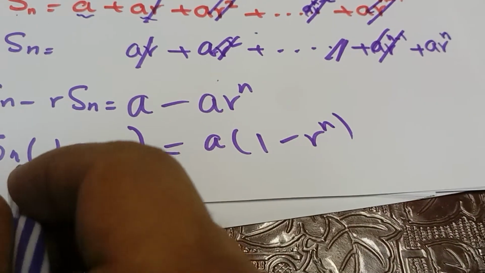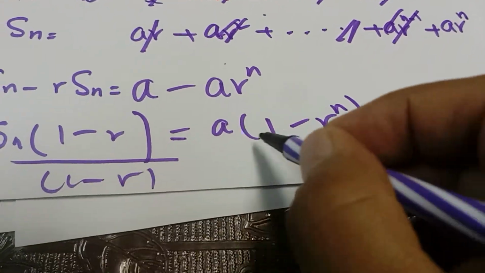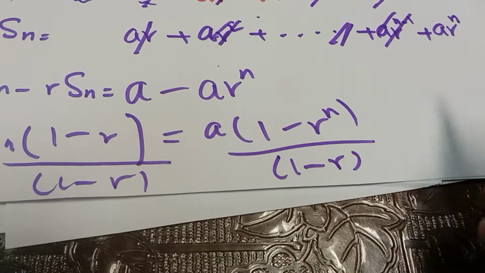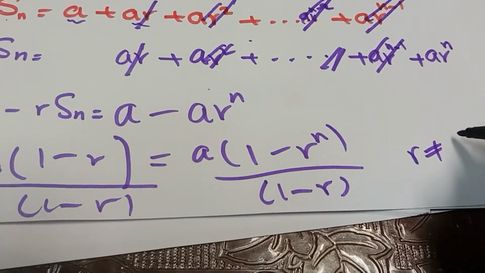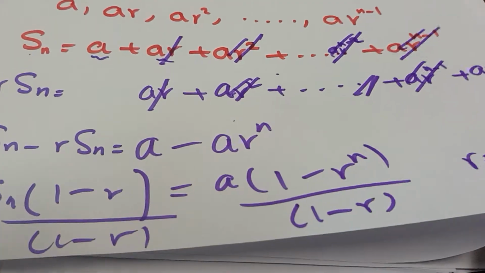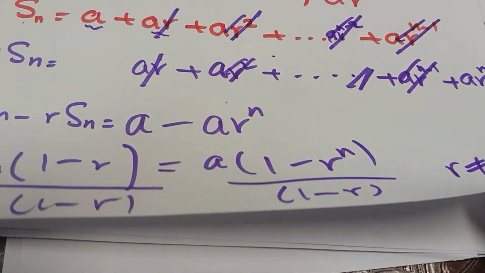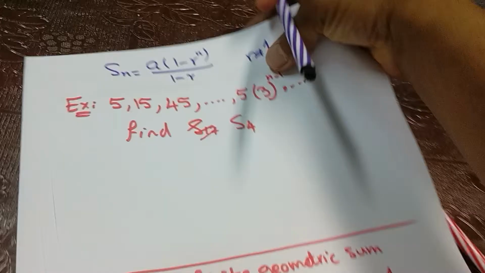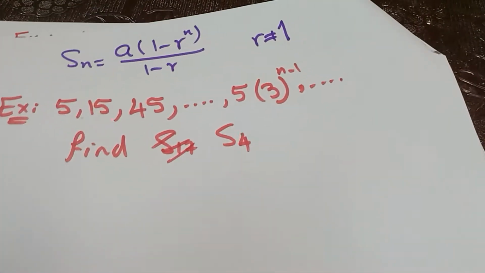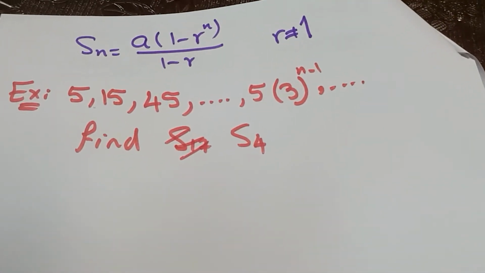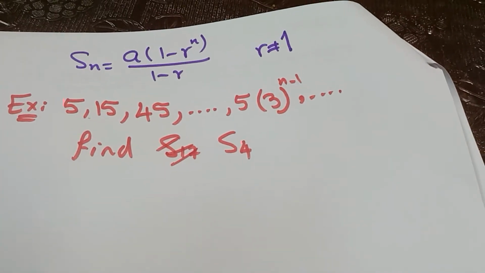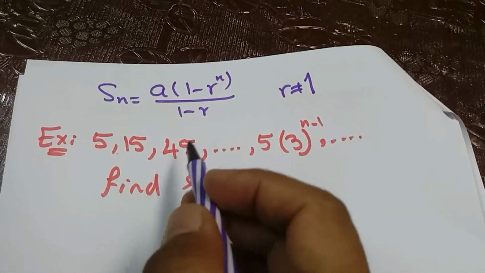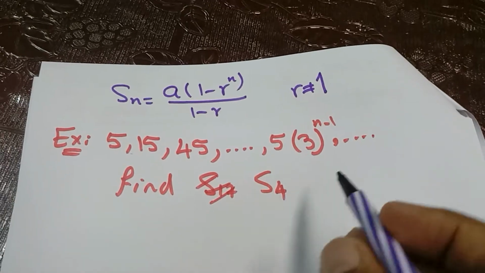Now you just need to divide by 1 minus R, if R is not equal to 1, of course. Okay, assuming R is not equal to 1. So that will be the general formula for the partial nth sum, which is equal to A times (1 minus R to the power n) over (1 minus R). Now, here we need to find S4, for example.